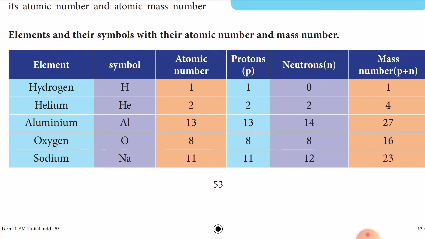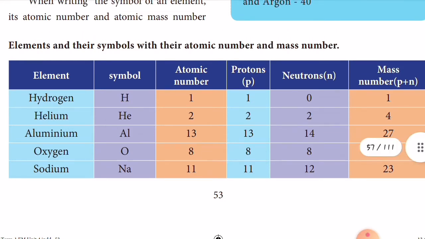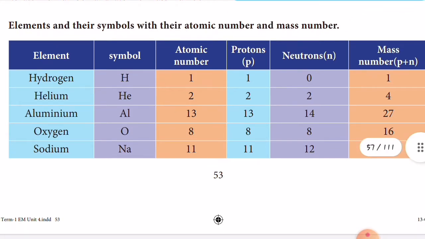4. And the third one, aluminum, Al. You know, children, in aluminum the first letter A is capital and the L is a small letter. Atomic number is 13. Proton is also 13, and neutron is 14. Here you write the mass number, protons plus neutrons. So 13 plus 14, how much? 27.